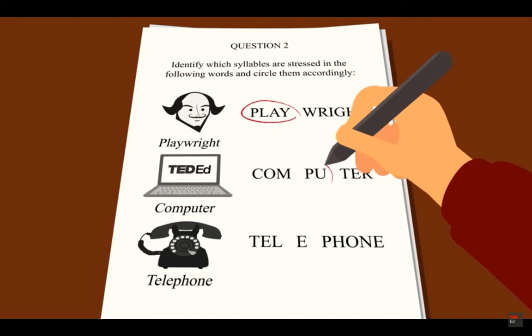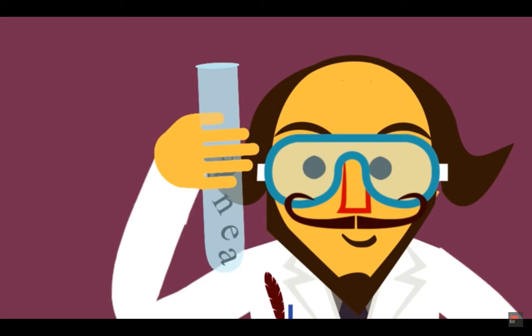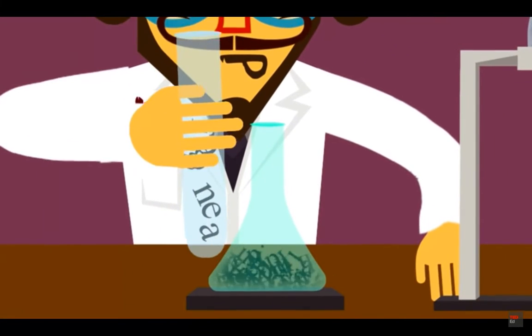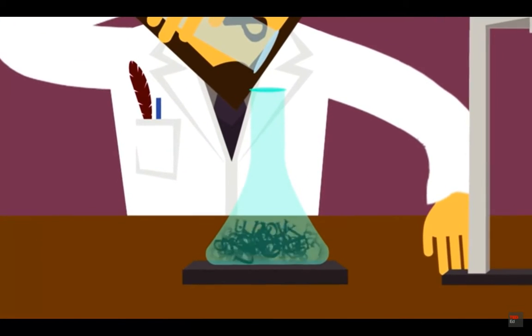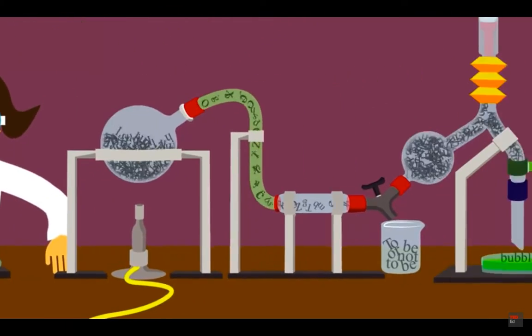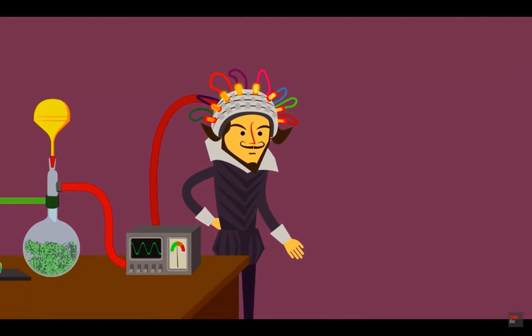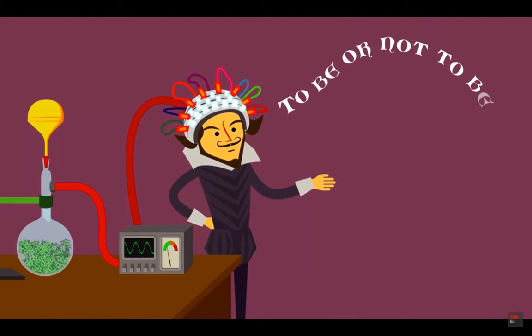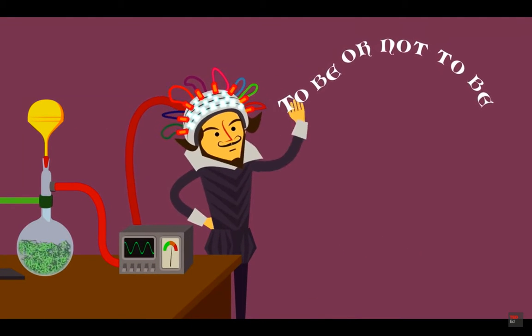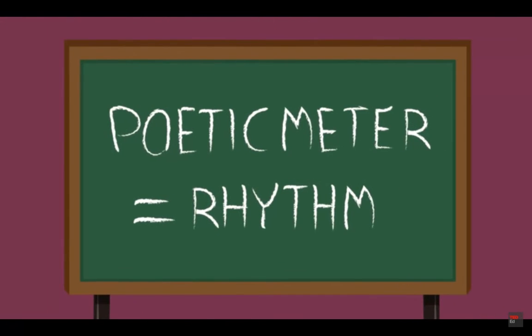Playwright, computer, telephone. Poets are very aware of these stresses, having long experimented with the number and order of stressed and unstressed syllables and combined them in different ways to create rhythm in their poems. Like songwriters, poets often express their ideas through a recognizable repetition of these rhythms, or poetic meter. And like music, poetry has its own set of terms for describing this.